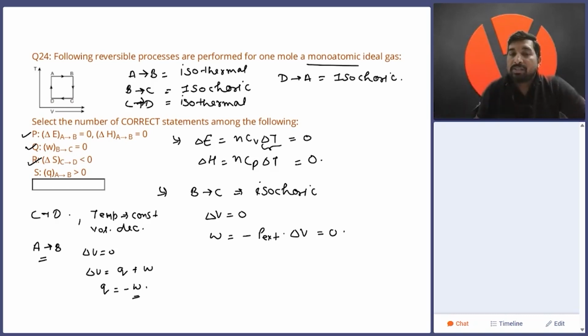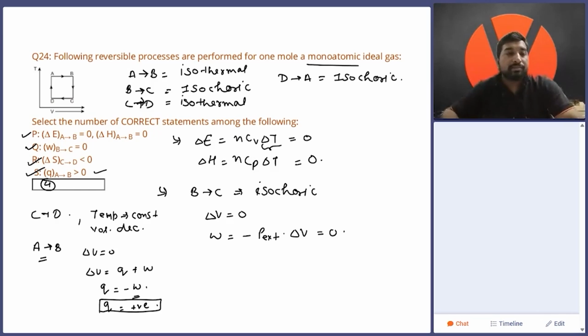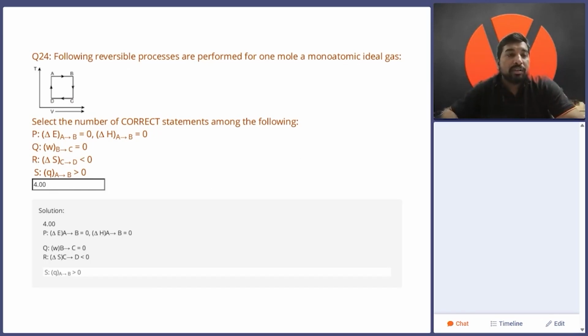Now work done by the system is negative, so overall Q will come positive. Definitely the value of Q should be greater than 0. So statement S is also right. So what is the right answer? That should be 4. All the 4 statements are right. Now we will cross check. Yes, 4 is the right answer.